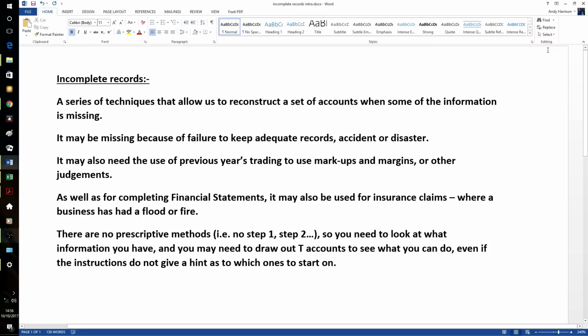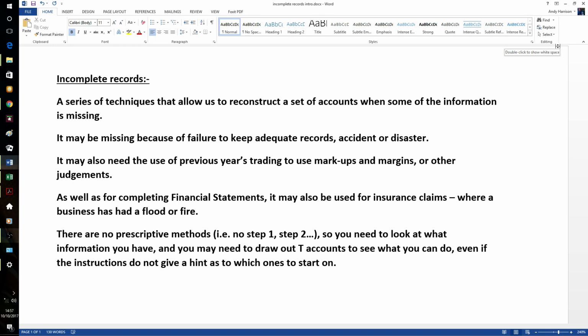It might be missing because of failure to keep adequate records, not of course acceptable, as that is one of the primary responsibilities of a director of a limited company, or it might be an accident or disaster. So our self-employed window cleaner might have dropped the pocketbook in his bucket of water.